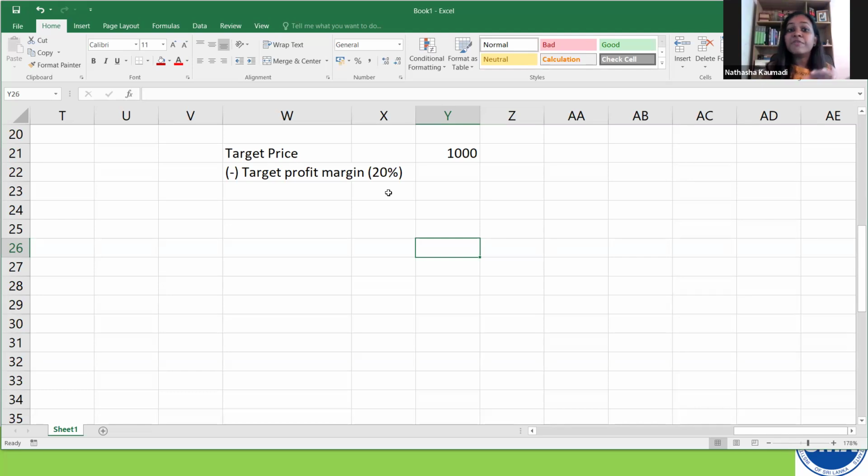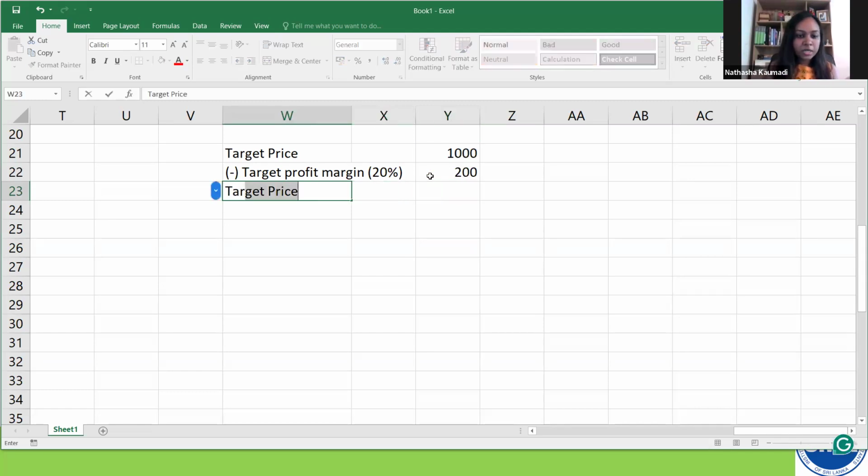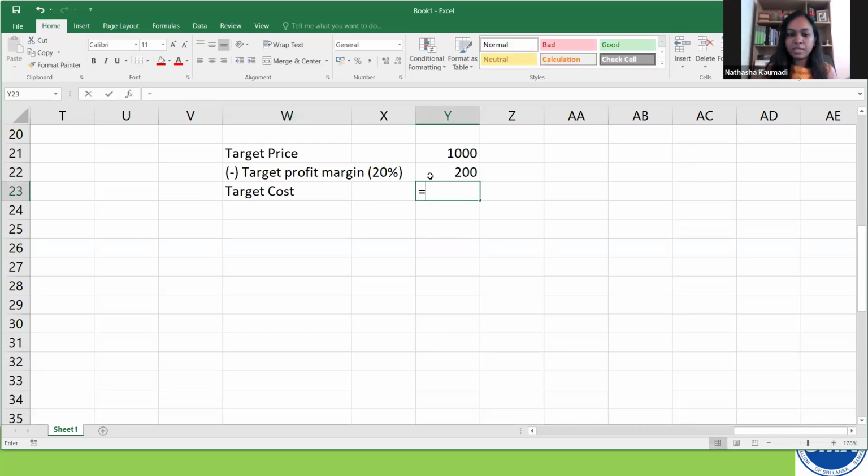So 20% profit margin means from the selling price of 1,000 rupees, 20% would be your profit. Okay, that is 200 rupees. So what should be your cost? What is your target cost? 1,000 is the price, 200 is the expected margin, 800 would be the cost. Your target cost is 800 rupees. Are you clear? So this is a backward calculation, 800 rupees.